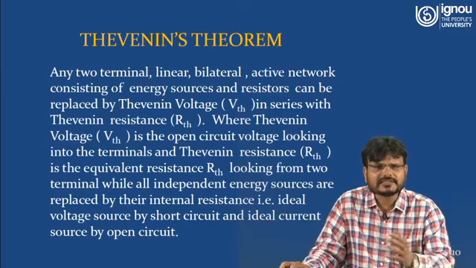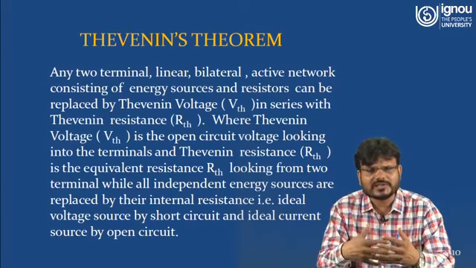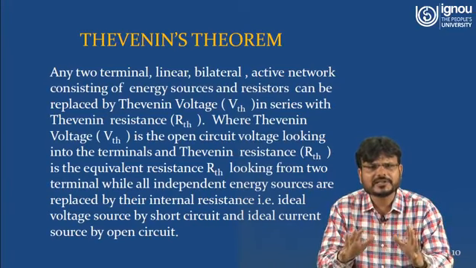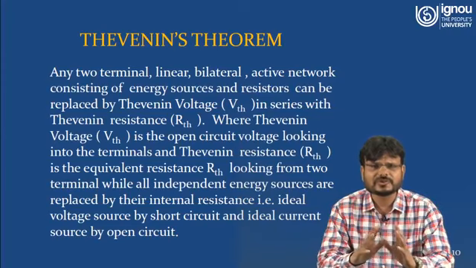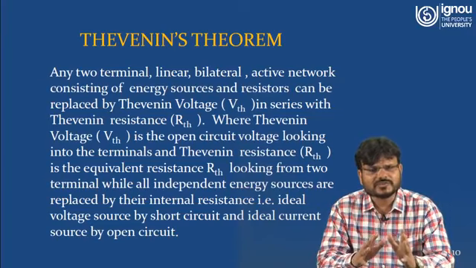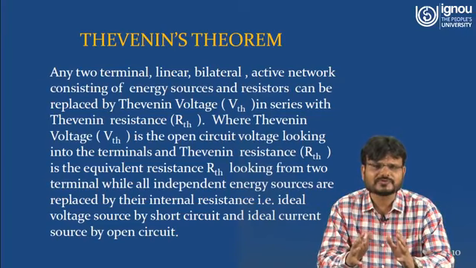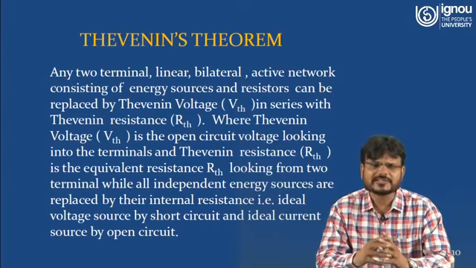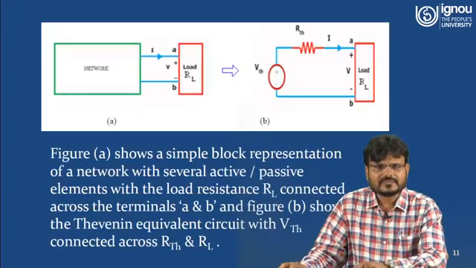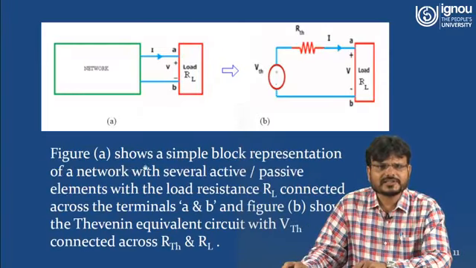And what is the RTH? RTH is an equivalent resistance, or you can say it is the Thevenin resistance, looking from the two terminals into the network while all independent energy sources are replaced by their internal resistance. So if there is an ideal voltage source, that means you have to replace this voltage source by a short circuit. If there is an ideal current source, then you have to replace it by its internal resistance, that is by an open circuit.